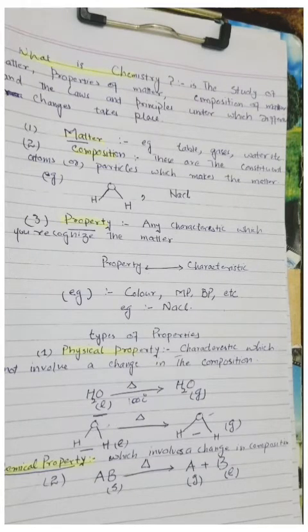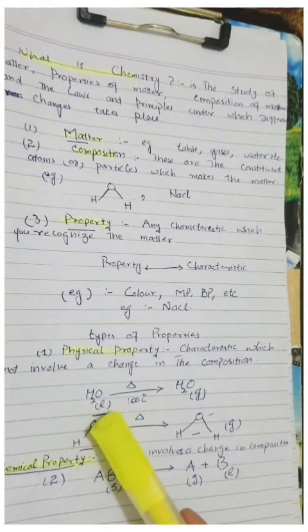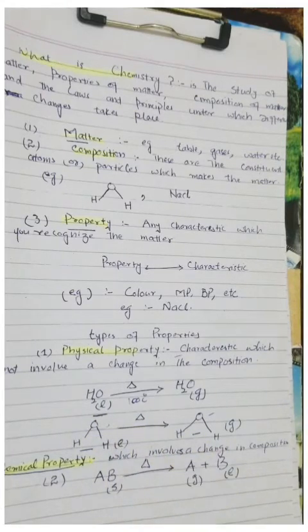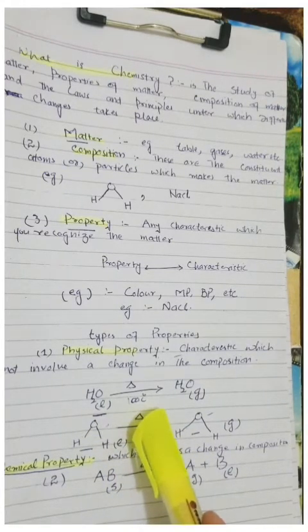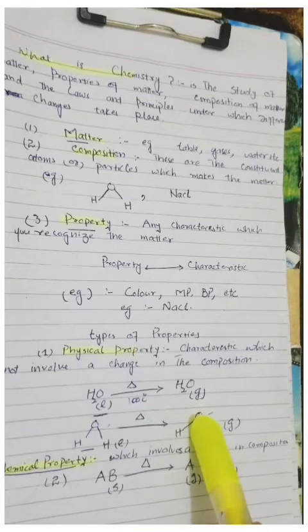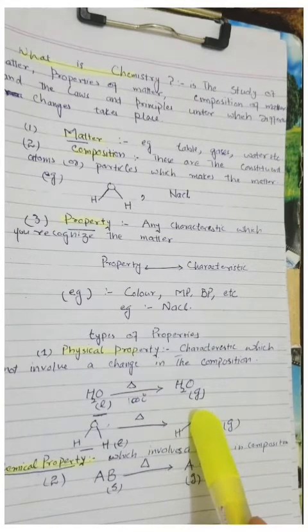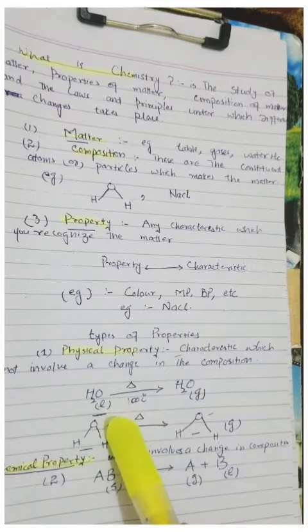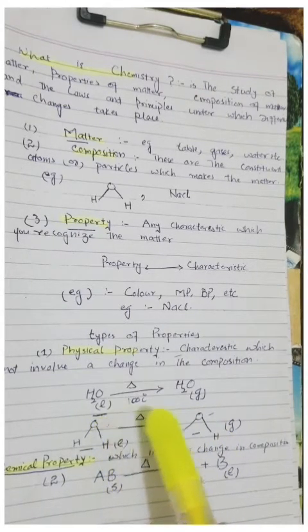For example, here we have water in a container in the liquid state. So if you boil the water at 100 degrees centigrade, some of the water molecules from the surface of the water will go into the gaseous state. In this case, the water molecule simply goes from liquid state to the gaseous state.